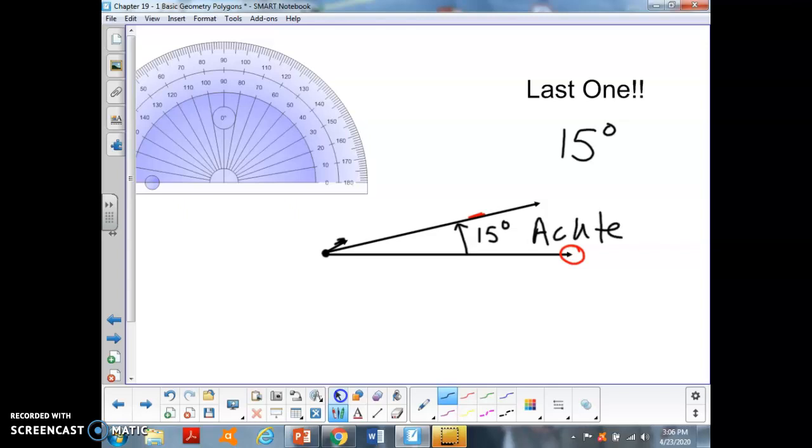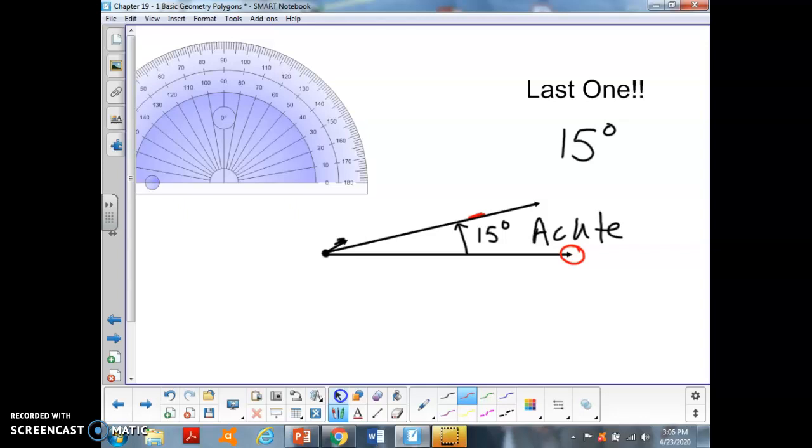Okay, so each time you do it, start with one ray, make your vertex, bring your protractor down, and get it. The last part of your assignment, there are 3 problems. Parallel, when the lines don't get any closer. Intersecting, the lines cross over. And if they cross over at a right angle, if you put your protractor on the 2 lines and it gets a 90 degrees, then it's called perpendicular.